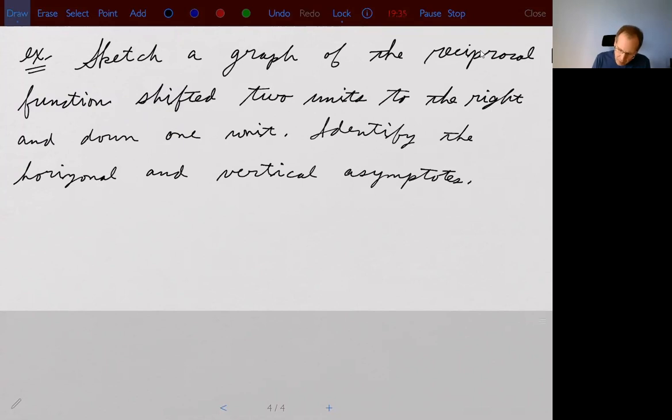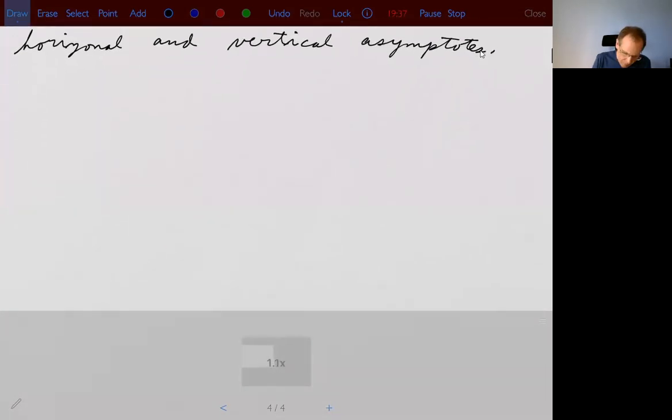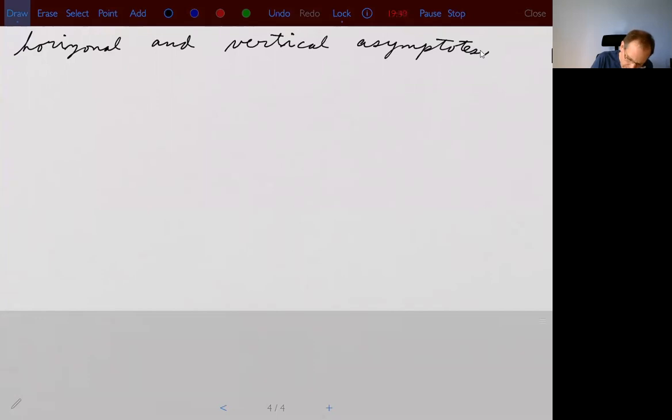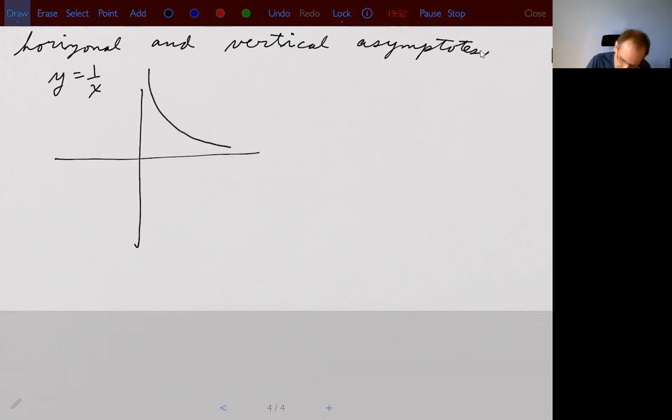Okay, so the original reciprocal function looks like this. I'll just call it y. So y equals 1 over x. So it does something like this, right? It's going to do that. And then, oops, erase this. Wasn't very good. And then something like that. Okay, so shifted 2 units to the right.